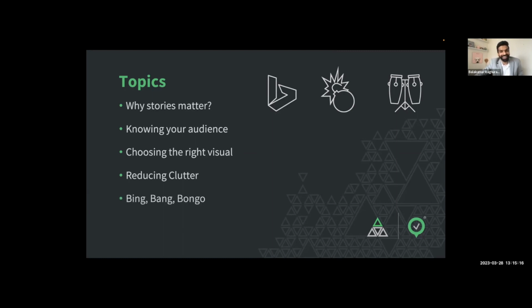And finally, I have a surprise in the end. That's called Bing, Bang, Bongo. I'm a firm believer of Bing, Bang, Bongo. I'll explain what it is towards the end. But it's a concept that we all know, we all cherish, but we don't often use it in our presentations. And this has made a huge impact on how the stories or how the insights resonate in our client's mind after the meeting, right?